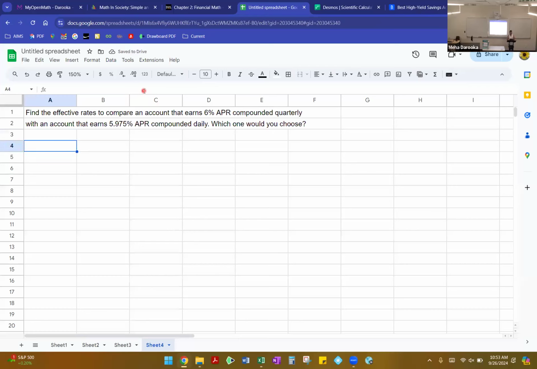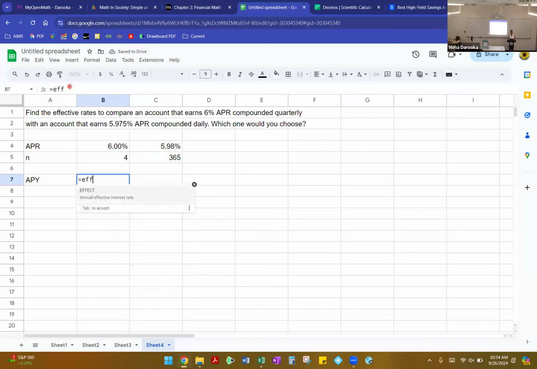So we have, let's see again, the APR and then the compounding period. The first one was 6%, and again, we'll need to get rid of the zeros. The other one was 5.975%. The 6% was compounded quarterly, so that's 4 times a year, and the other one was daily, so 365 times a year. All right, so now let's talk about what its effective rate will be. Again, the nominal rate for the first one was 6% compounded quarterly.